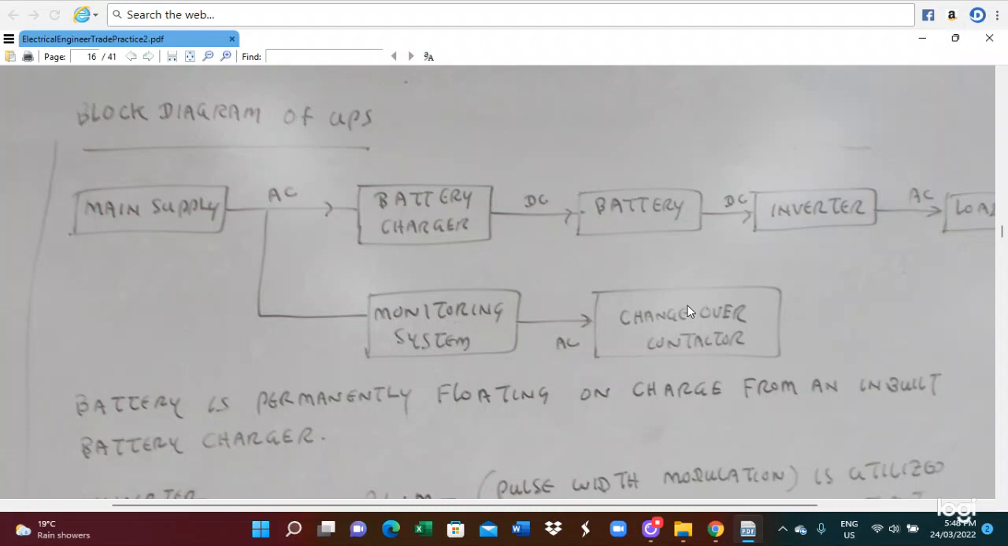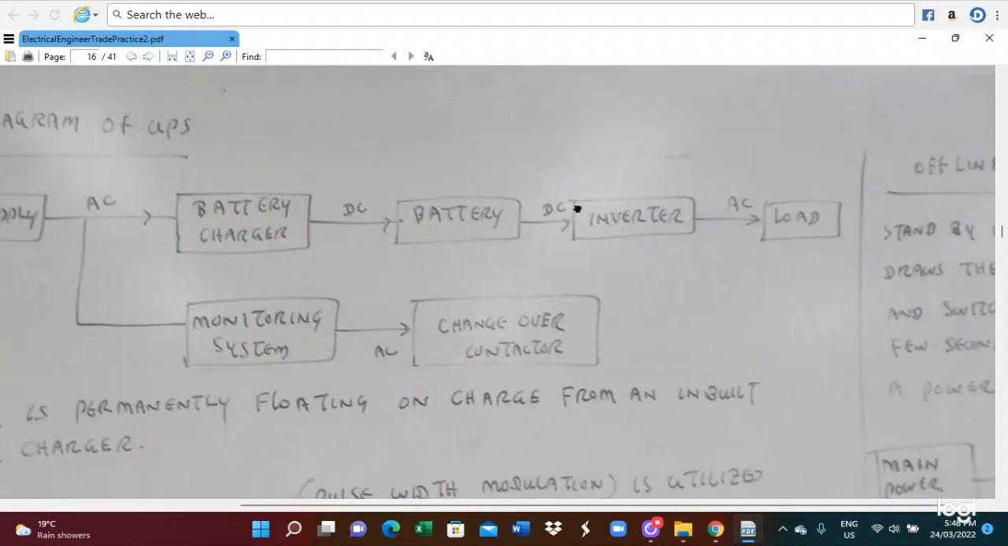The main supply provides the AC, so there is a battery charger that changes it to DC, and the batteries supply a DC to inverter, and then this inverter transforms it to AC and supplies the load. In the meantime, the AC is connected to the monitoring system. So the AC supply is monitored, and then it can execute as a changeover switch.